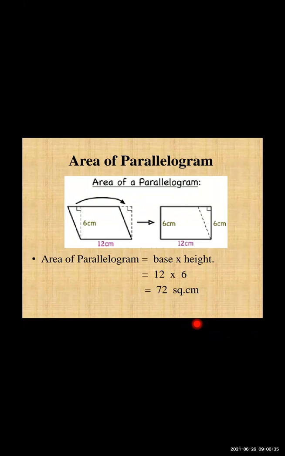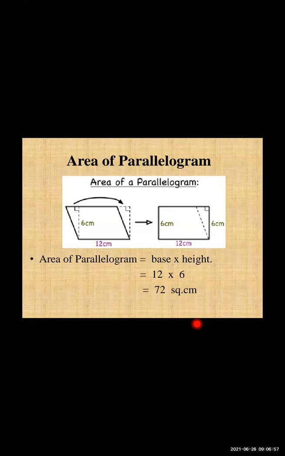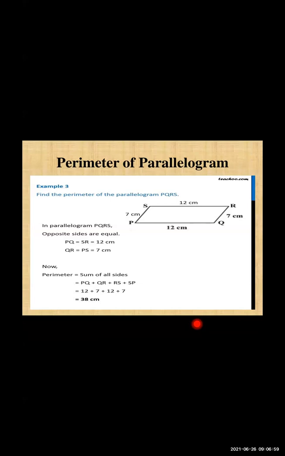Okay, so the only basic thing about the area of a parallelogram is to remember its formula. If you remember its formula, it is very easy because it is similar to a rectangle. So you can find out the value easily. After finding the area of the parallelogram, what is the next part? The next part is the perimeter of the parallelogram.